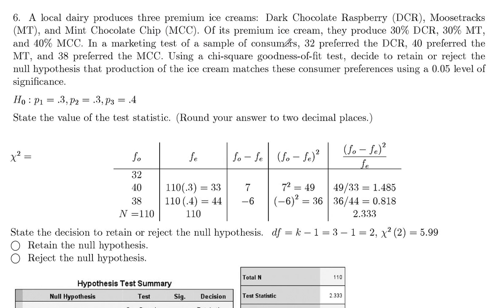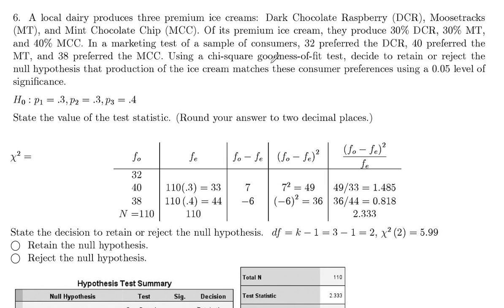Of its premium ice cream, they usually produce 30% of the dark chocolate raspberry, 30% of the Moose Tracks, and 40% of what they produce is the mint chocolate chip. So I'm using those abbreviations. But they did a marketing test recently, and they took a small sample of consumers, and 32 of them preferred the dark chocolate raspberry, 40 preferred the Moose Tracks, and 38 the mint chocolate chip.